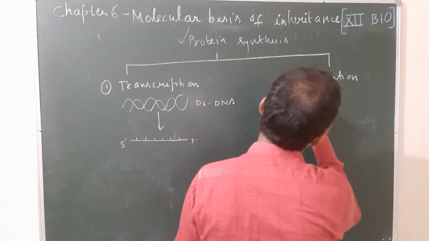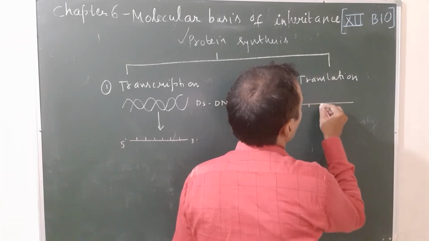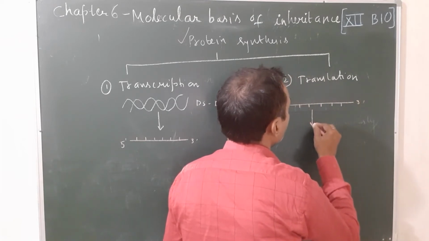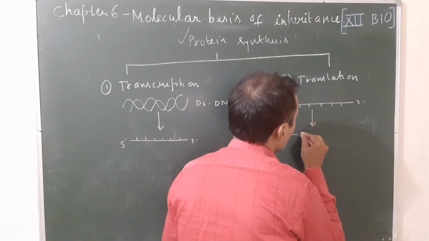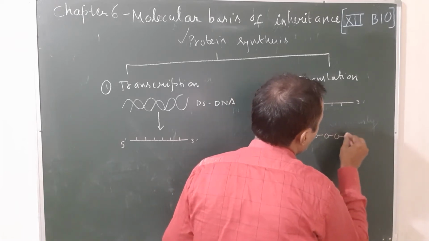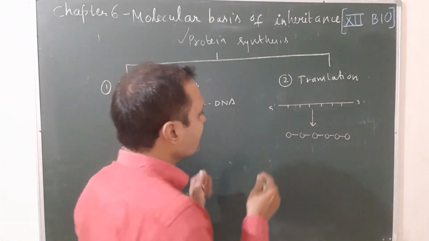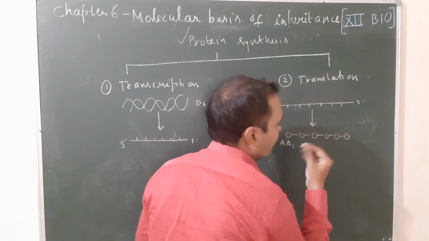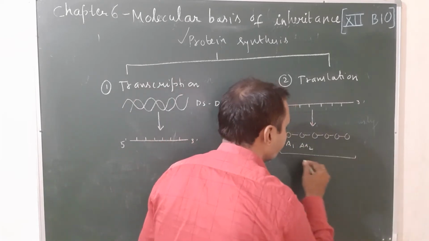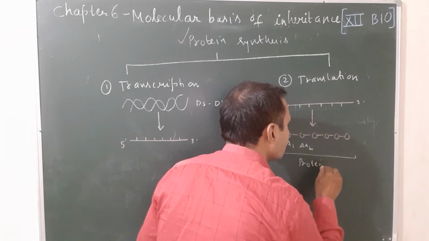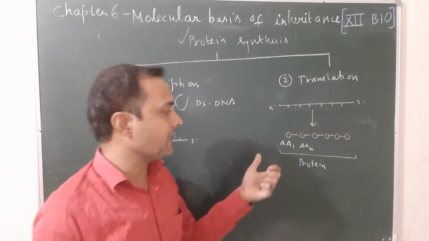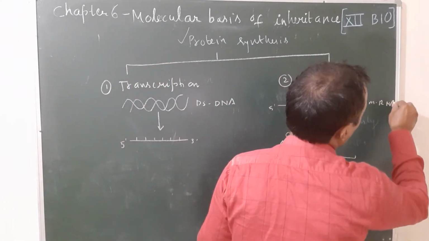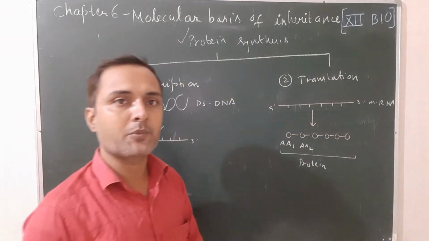Suppose that this is the RNA produced after the process of transcription, and this RNA changes into a long chain of amino acids known as protein. This process is known as translation. Each spherical one represents an amino acid. Suppose this is amino acid 1, this is amino acid 2, like that. This is the chain of protein. What is translation? The process of synthesis of a polypeptide chain or protein from RNA, especially mRNA, is called translation. It is the second step of protein synthesis.